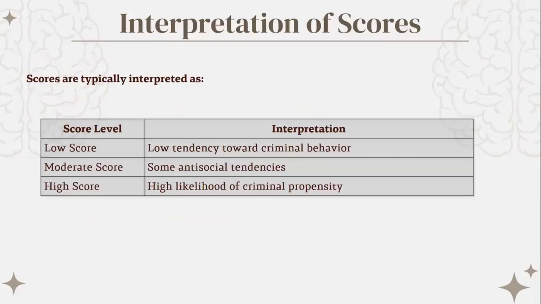So there are low score, moderate score, and high score. We are scoring like this, and this is the interpretation. A low score shows low tendency towards criminal behavior, a moderate score shows some antisocial tendencies, and a high score shows high likelihood of criminal propensity.